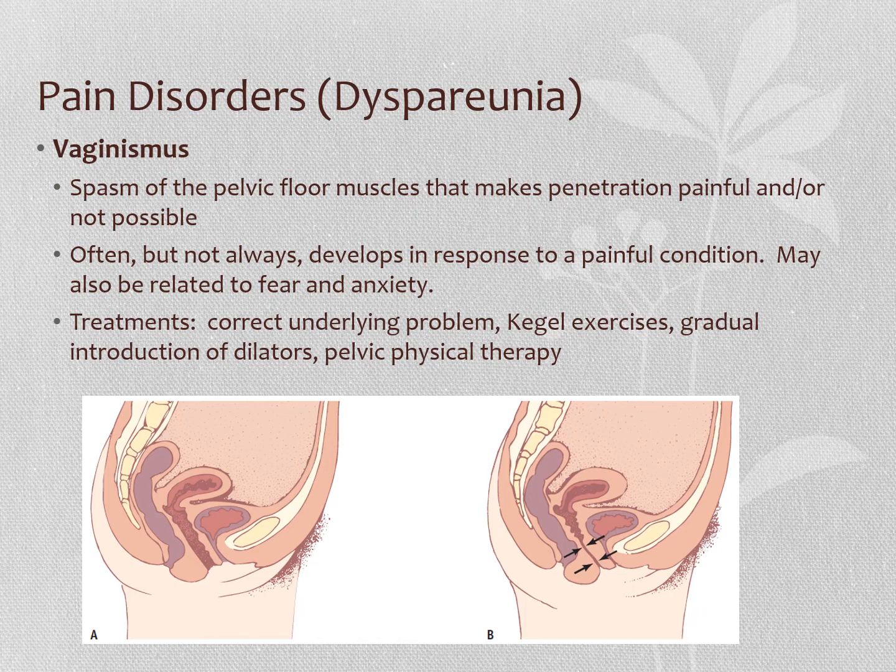So if there's an underlying problem, we're definitely going to address that. But what we can also do is something called Kegel exercises. Kegel exercises are where you voluntarily practice contracting those pelvic floor muscles and you get voluntary control over them. Because what's interesting is that as you get voluntary control over contracting a muscle, you also get improved control over your ability to relax that muscle, which is what we need to have happen to treat this.